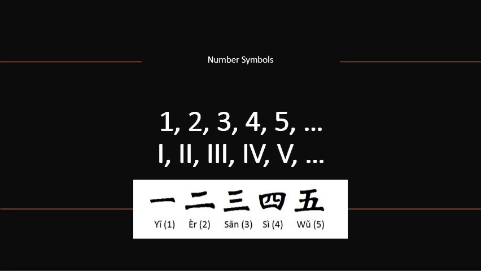So we have our Hindu-Arabic system, this representing 1, 2, 3, 4, 5. We have the Roman numerals system, which we have the I, and so on. And then we also have number systems from China. So this is Yi, Er, San, Si, Wu. So these are the symbols that represent numbers.